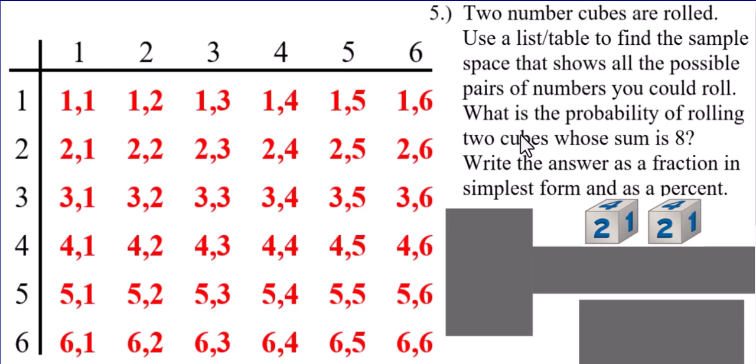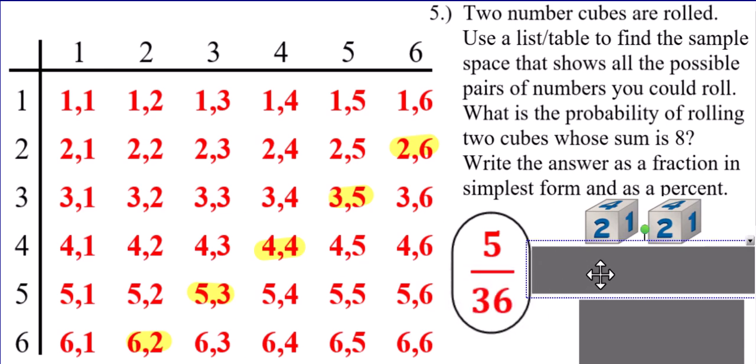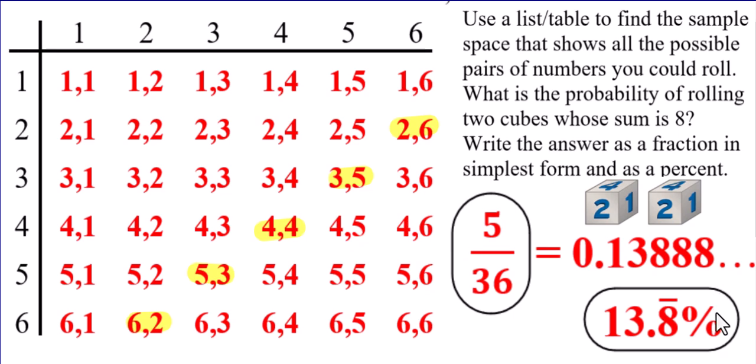Okay, the probability of rolling 2 cubes whose sum is 8. 6 and 2 makes 8. 5 and 3 makes 8. 4 and 4 makes 8. 3 and 5 makes 8. Oh, do you see how it's a nice, cool diagonal pattern? Now, that was neat. All right, so how many was that? That was 5 out of, well, how many outcomes do we have here? You probably could have predicted it. 6 times 6 is 36. All right, 5 divided by 36 gives you 0.138 repeating, and that becomes 13.8 repeating percent.